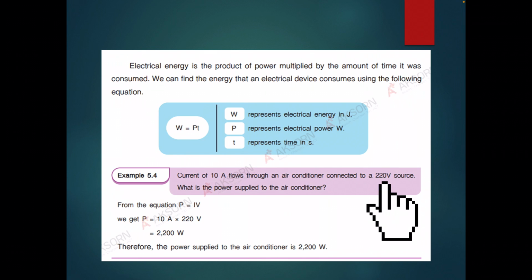Now let us take a closer look on this example. A current of 10 amperes flows through an air conditioner connected to a 220 volt source. What is the power supplied to the air conditioner? So looking back at our formula, we could find this one. P is equal to I times V. I is current and V is the voltage or the potential difference. So from the problem, 10 amperes times 220 volts will give us a power of 2,200 watts. So the air conditioner produces 2,200 watts of power. Understand?